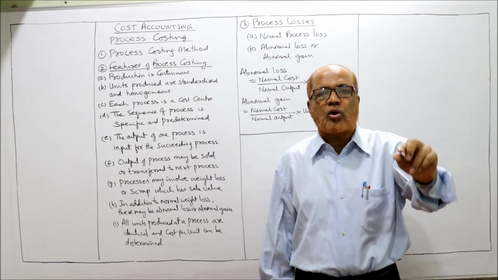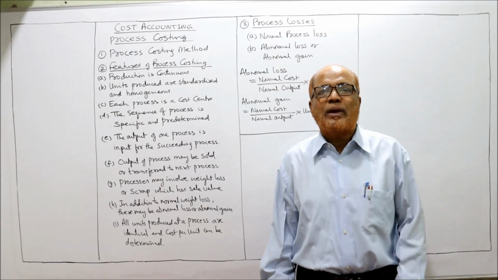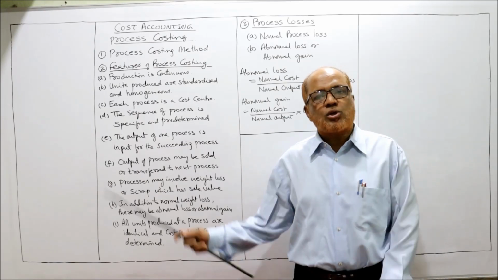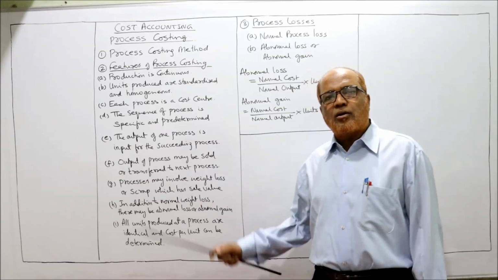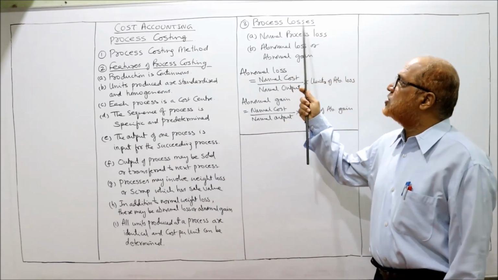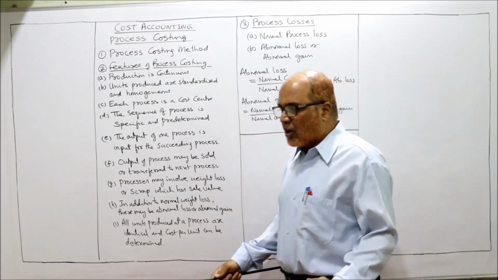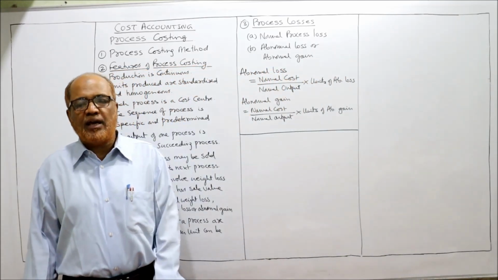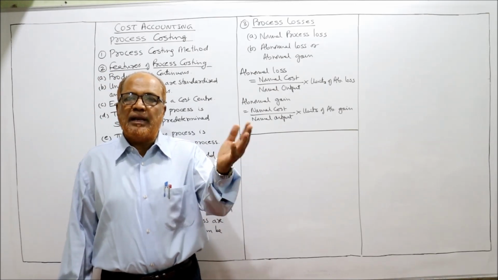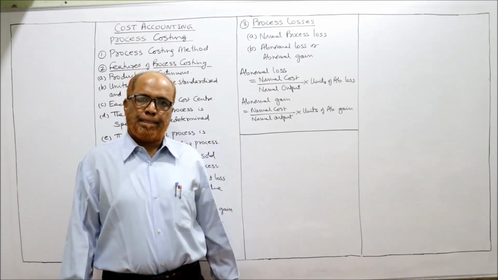If we divide the total cost by number of units produced, we'll get cost per unit. So these are the features of process costing. Now the next topic in this process costing is process losses. It is observed in many cases that the output and input will not be equal. The output may be less than the input.